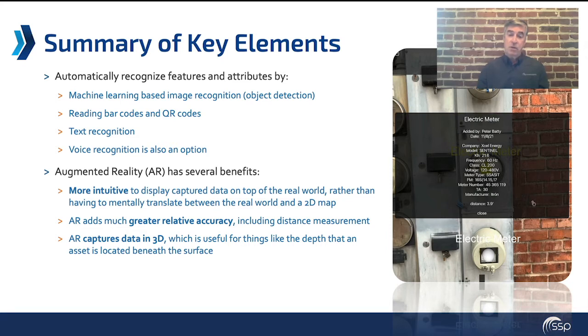And then we use augmented reality, and in this context it has several benefits. I think it's more intuitive to display the captured data on top of the real world rather than having to do this mental translation between a 2D map and the real world. It adds much greater relative accuracy, and I'll show you examples of that shortly, including distance measurements. And then it also captures data in 3D, which is especially useful for underground assets. So if we're capturing underground assets while they're exposed during construction, then we can not just calculate the X and Y, but we can calculate the depth below ground level as well.